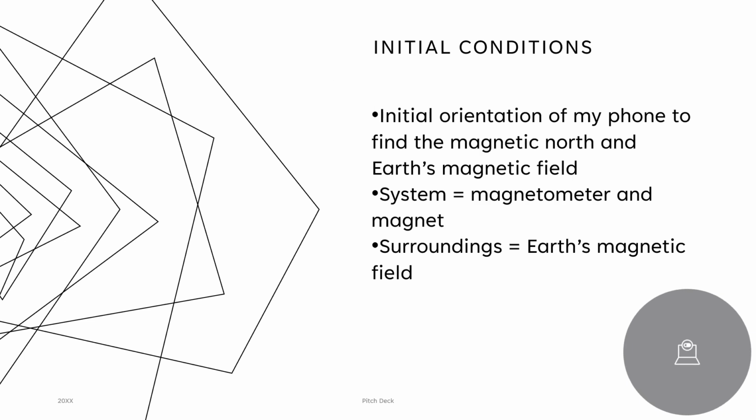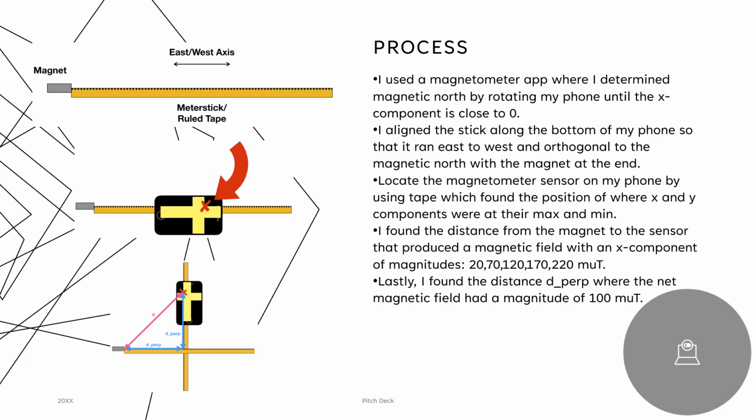Some determined initial conditions in this lab include the initial orientation of my phone to find the magnetic field and the Earth's magnetic field. The system is the magnetometer and the magnet, and the surroundings are Earth's magnetic field. To conduct this lab, I used the magnetometer app, where I determined magnetic north by rotating my phone until the x component was close to 0. Then I aligned the stick along the bottom of my phone so that it ran east to west and orthogonal to magnetic north, with the magnet at the end.